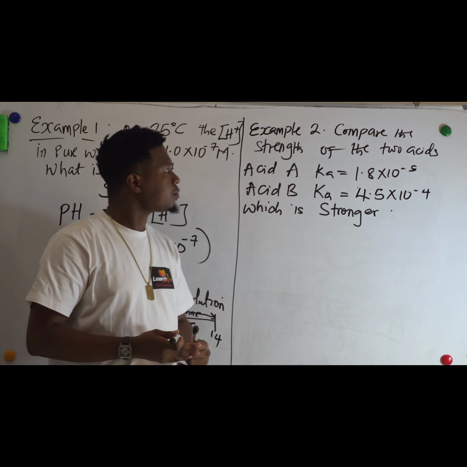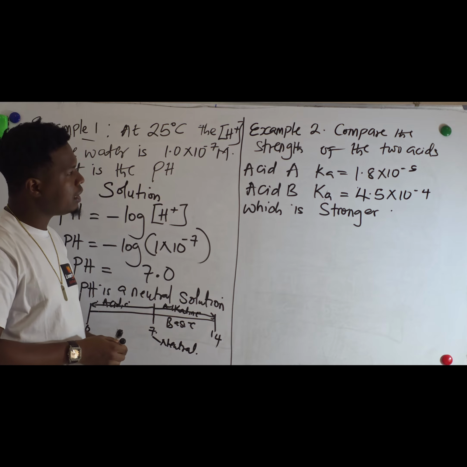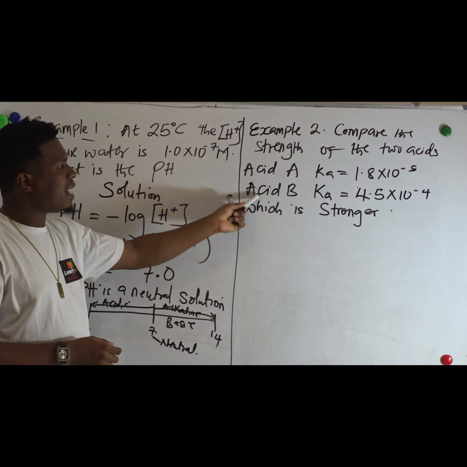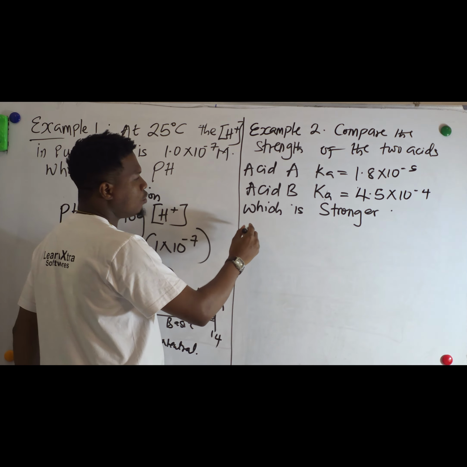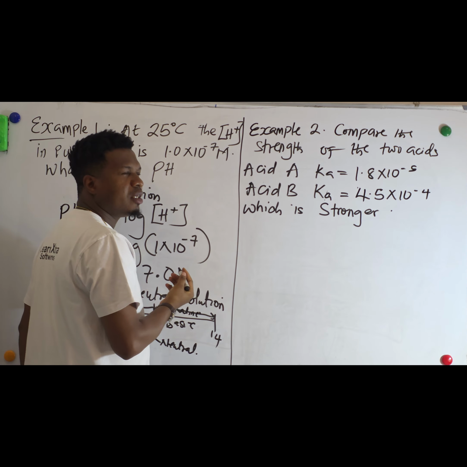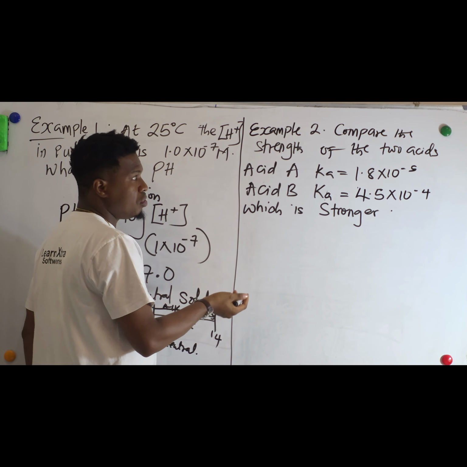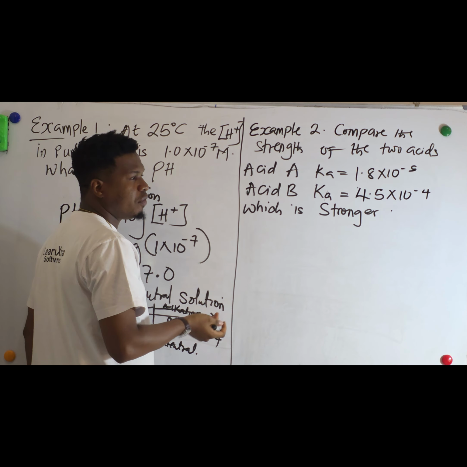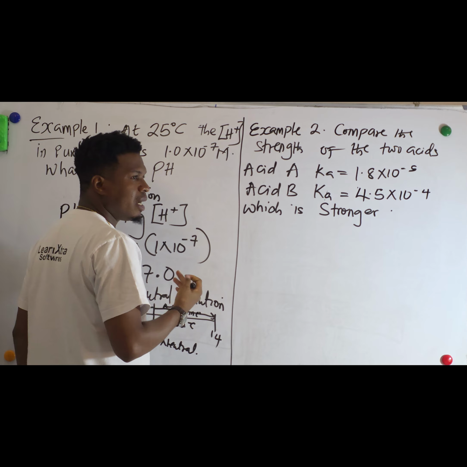Example 2. Compare the strength of these two acids, A and B. The two of them are acids, so which one is stronger? For us to get the stronger acid, you have to find their pKa first, because the lower the pKa, the stronger the acid, okay? You can also use their Ka to solve it, but most of you might not know which one is smaller and which one is bigger. So just get the pKa.